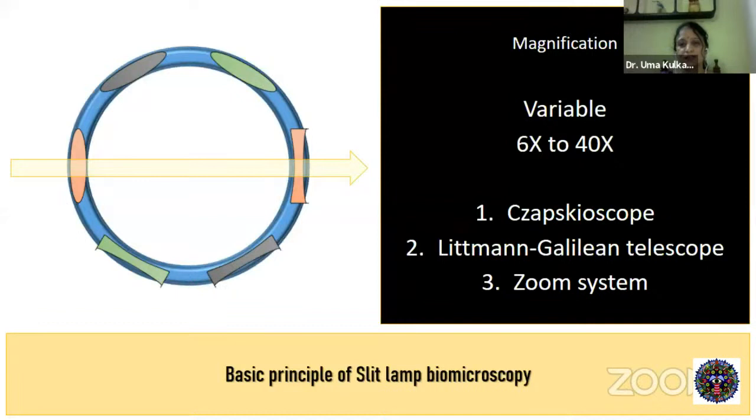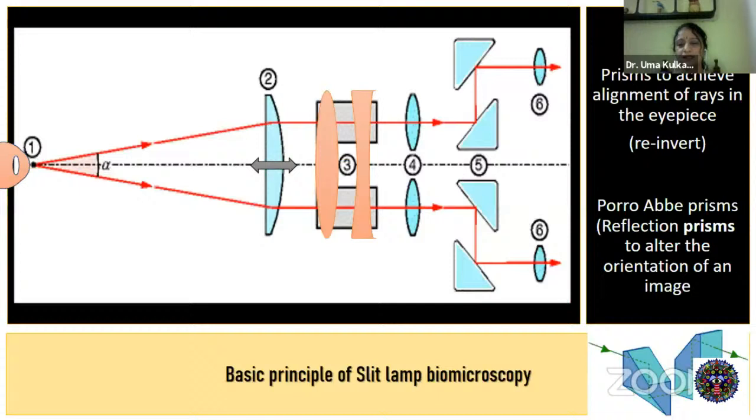The total of 6 to 40x magnification can be obtained in the slit lamp biomicroscope, which is very good. 40x is really very good, and 6x is required when we want to get a bigger view of the eye in toto. So we want to see multiple structures together. So 6x is good enough. So this is the system. This is called the system of prisms, which is called the Porro-Abbe prisms.